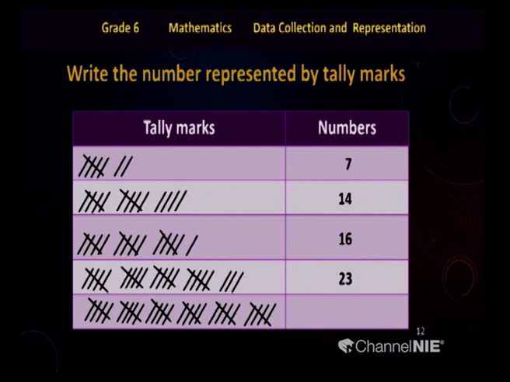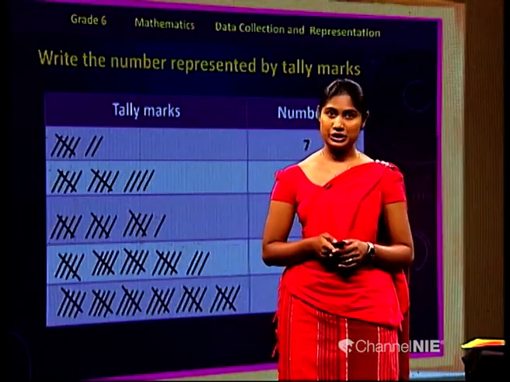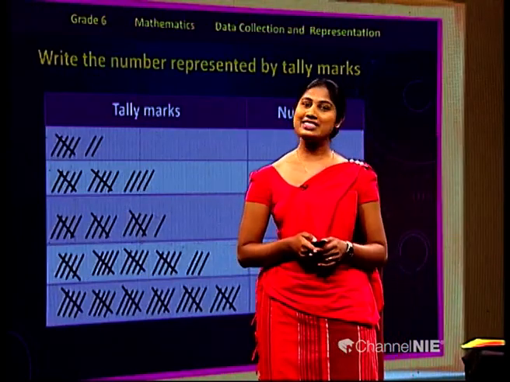Then last one. It is very easy for you because only bundles there. Then count how many bundles are there. 1, 2, 3, 4, 5, 6. That means 5 times 6 is 30. Okay, I hope you all have a good understanding of this lesson. This is lesson number 22, data collection and representation.